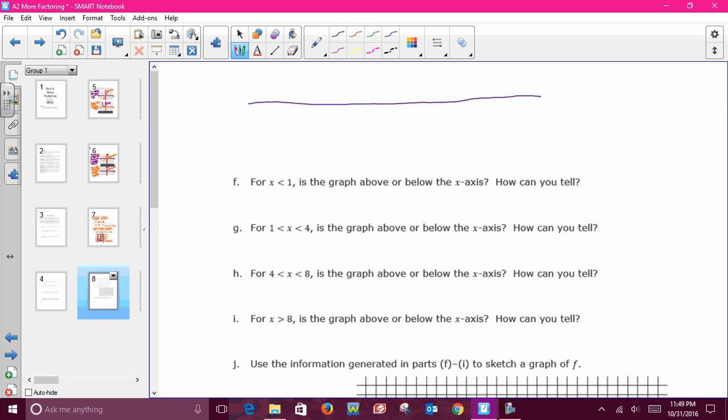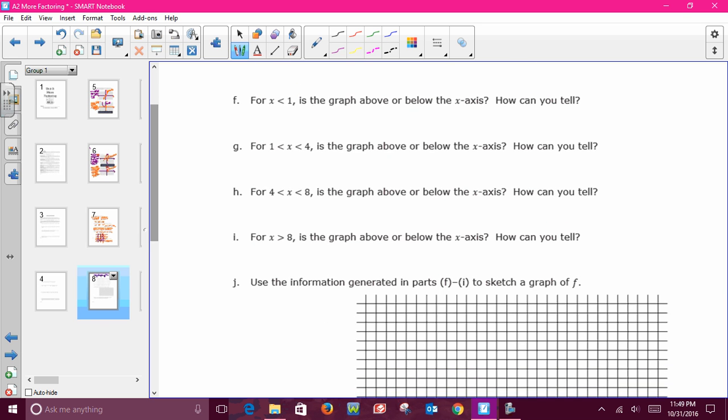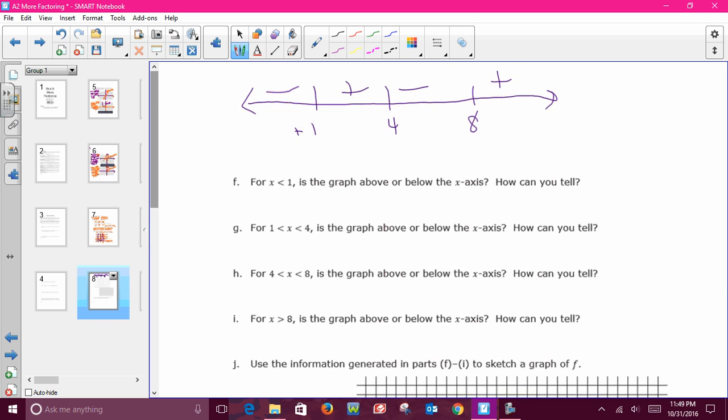And I'm going to redraw my number line. Oops, that's positive 1, positive 4, positive 8, negative, positive, negative, positive. So using this, referring to this chart here, let's answer the rest of our questions. For x is less than 1, the graph is above or below the x-axis. Well, because it's negative less than 1, it would be below the x-axis.